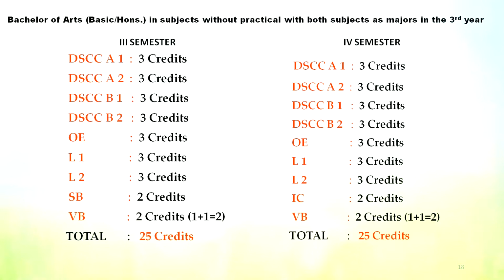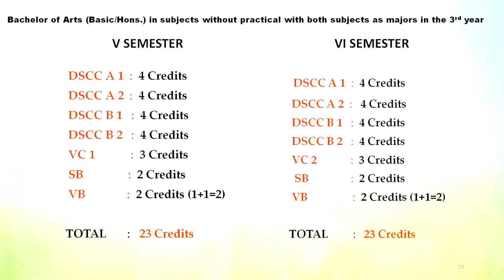So now at the end of the second year of the program, the student will overall be getting around 100 credits, 50 from the first year and 50 from the second year. The third year of the program will consist of the fifth and the sixth semester.